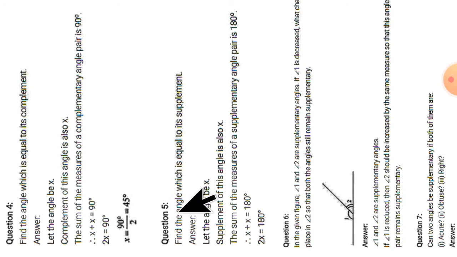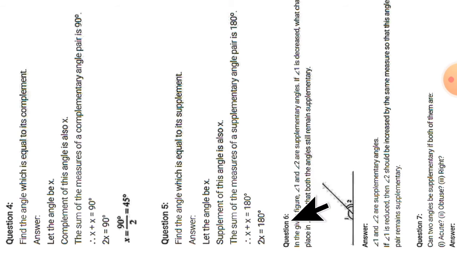Now question number 5. Find the angle which is equal to its supplement. The same way we will solve, but we have to take the total as 180 degree. So let the angle be x. Supplement of the angle is also x because they are equal. The angle is equal to its supplement. So the sum of measures of supplementary angle pair is 180 degree. So what we will do, x plus x is 180 degree. 2x is equal to 180 degree. So x will be equal to 90 degree each. Okay. X is equal to 90 degree.